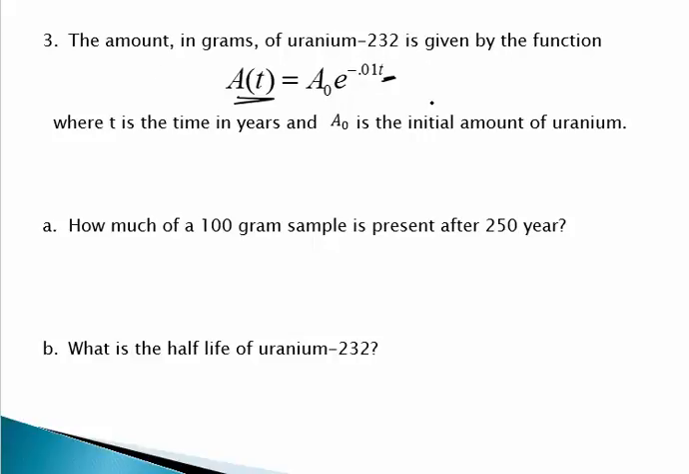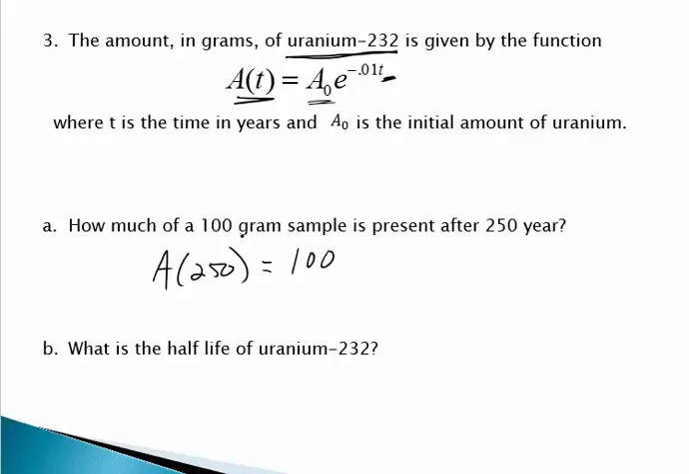Right? So exponential modeling lends itself to decay, exponential decay, and as we've seen before, exponential growth, right? So in this example, you want to know how much of a 100-gram sample is present after 250 years, if it's given by this formula. Again, A naught is the initial amount. So after 250 years, I'm just plugging 250 into my function, right?